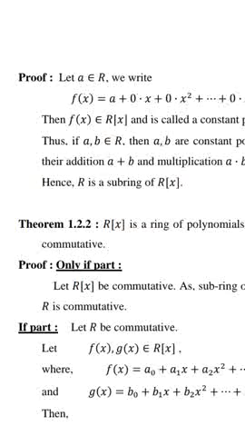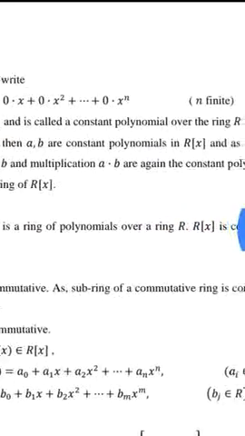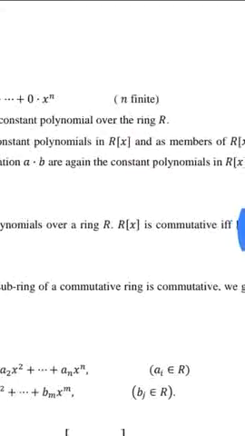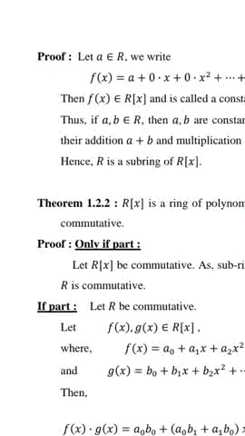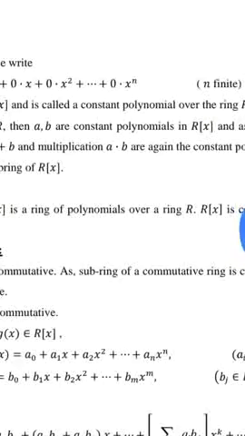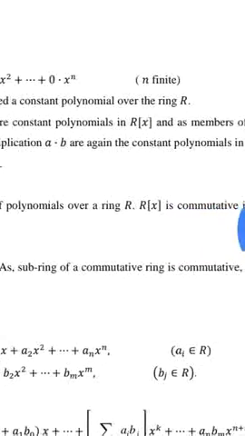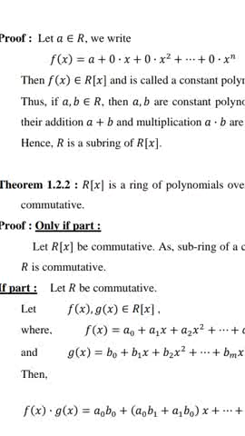Theorem: If R[x] is a ring of polynomials over a ring R, then prove that R[x] is commutative if and only if R is commutative. Only if part: Let R[x] be commutative. As a subring of a commutative ring is commutative, we get R is commutative.